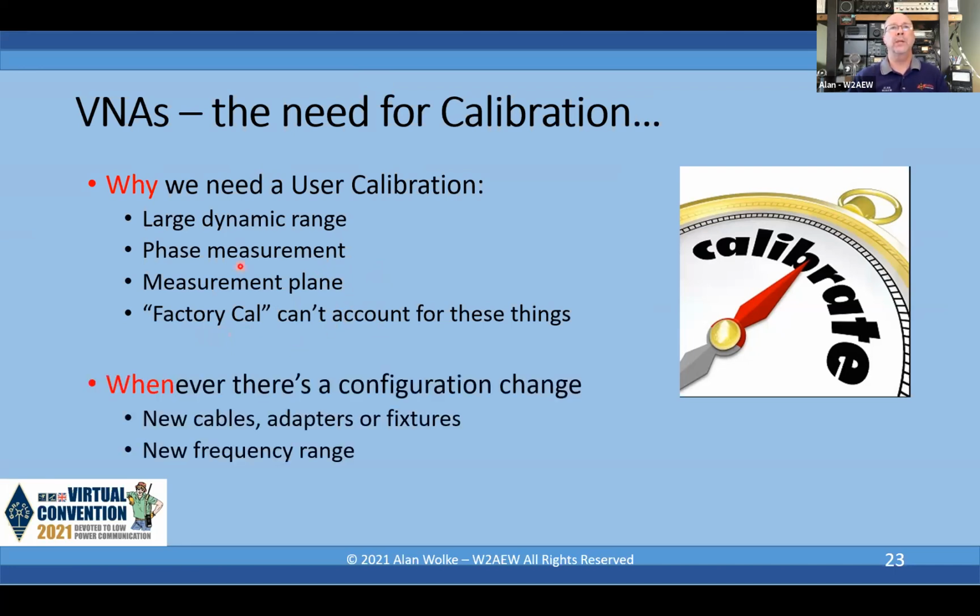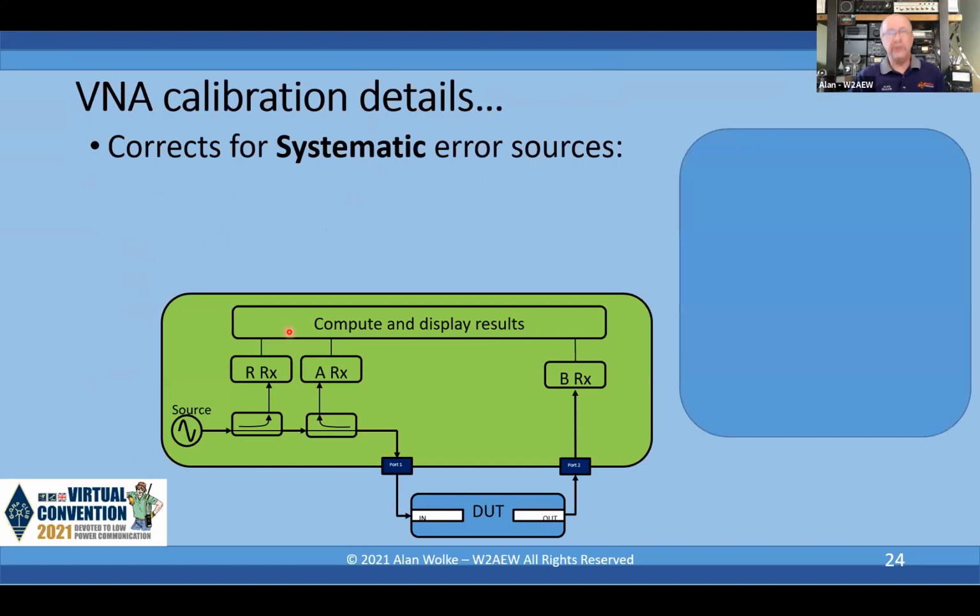So you want to do a calibration whenever you do a configuration change: you change cables, different lengths, different adapters, different fixtures, and obviously anytime you change the frequency range you're measuring. Okay, so it's really a calibration to zero out and remove all those things that the factory can't predict, because it doesn't know what you're going to do. All right, so a little bit of the calibration details.